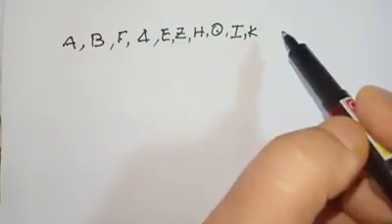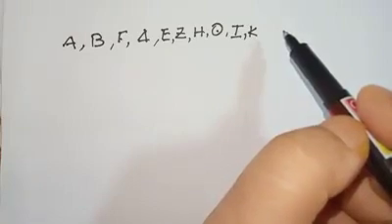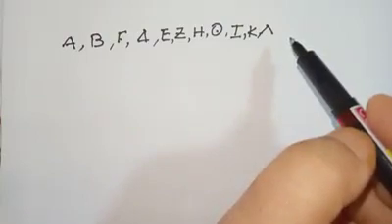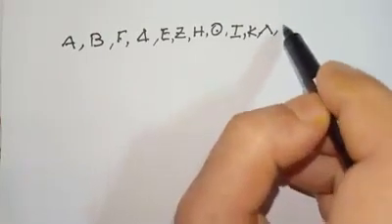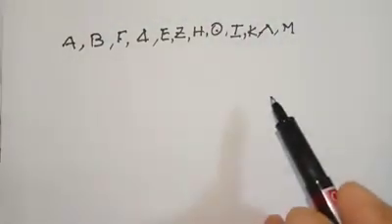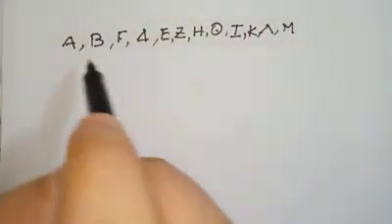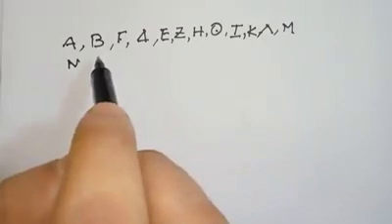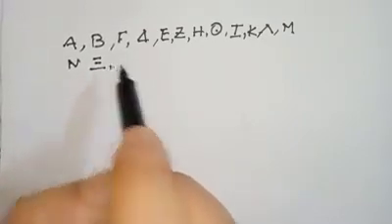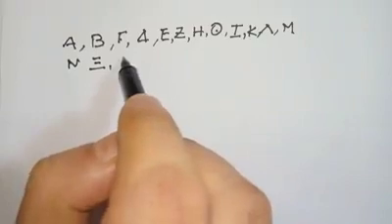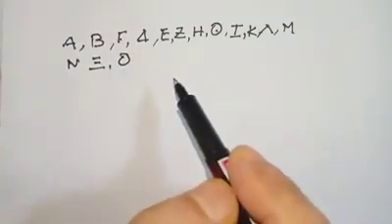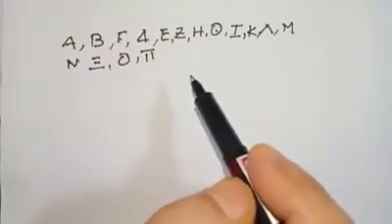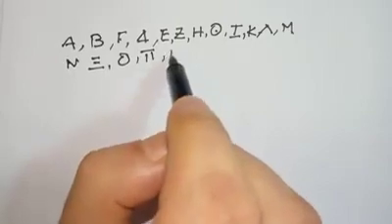After kappa, the next letter is lambda, which is written like this. After lambda comes mu, which is just like English M. After that comes nu, which is like English N. After that comes xi, which is written like this, this and this. After that comes omicron, which is O. And then comes pi, which we are quite familiar with, written like this. After pi comes rho, which is written like this.